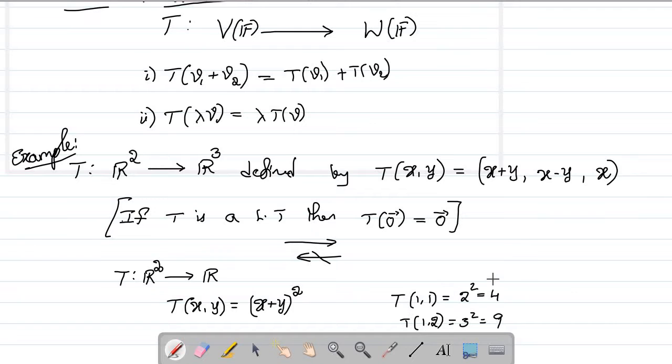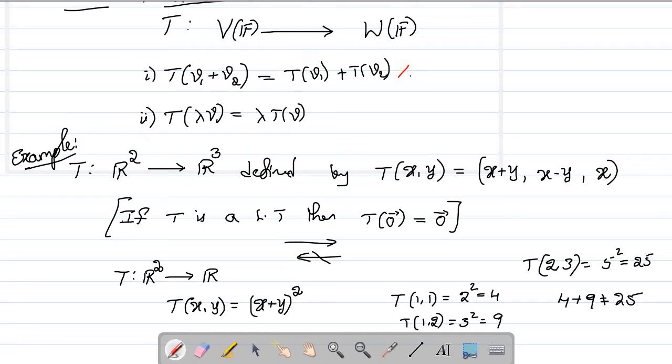But when you take the image of their sum, the image of the sum, that is (1+1, 1+2), which is (2,3). So this is (2+3) squared, that is 5 squared, which is 25. Okay, so you can see that T of v1 plus v2 is 25, whereas T of v1 is 4 and T of v2 is 9. When you add them, I'm not getting 25. So you can see that this condition is not satisfied.